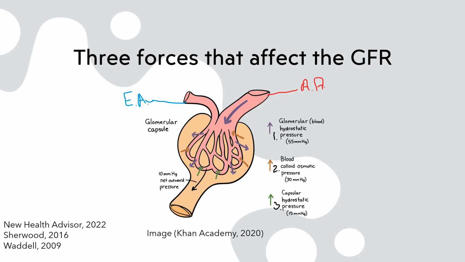So if you take this pressure, which is your favorable force, and you subtract from it these two forces, which are your opposing forces, what you are left with is your net outward pressure. These are inward pressures, that's outward pressure. And so what you're left with is the net filtration rate, and that's around 10 millimeters of mercury. That's what that slide is depicting.